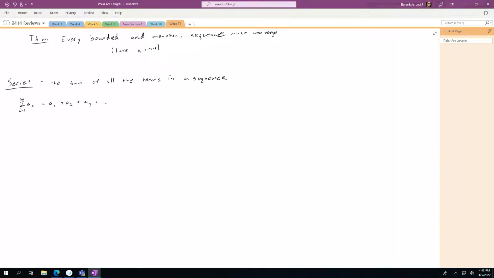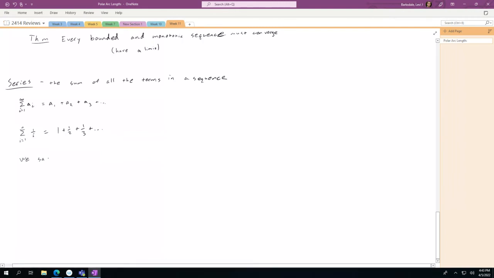So let's say if our sequence was, for example, 1 over i, well then that would just be 1 plus 1/2 plus 1/3 plus and so on. Okay, and you might be seeing some problems with this because we're adding up an infinite number of terms, right? We have an infinite number of little bits and we're adding them up. That might also go to infinity, right?